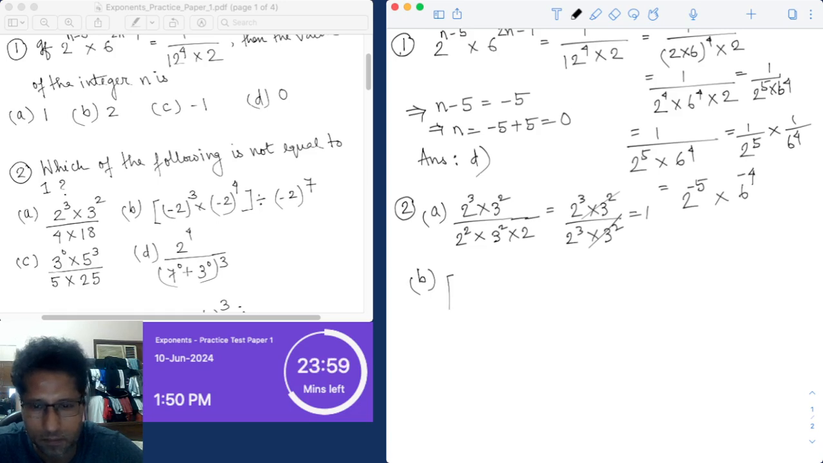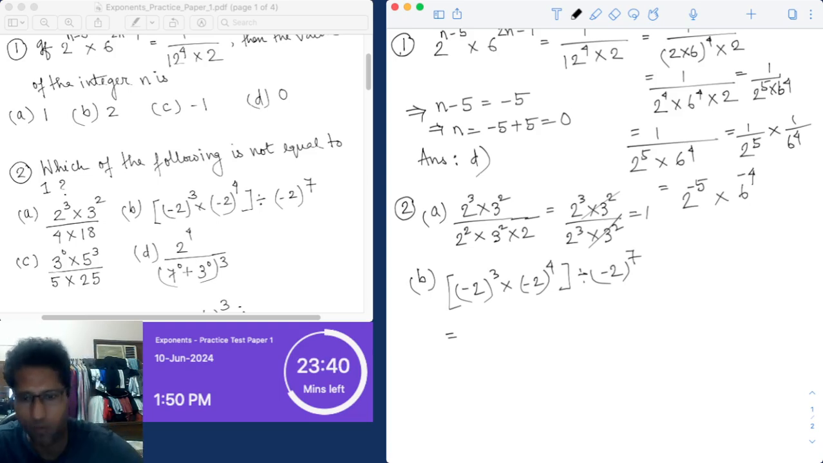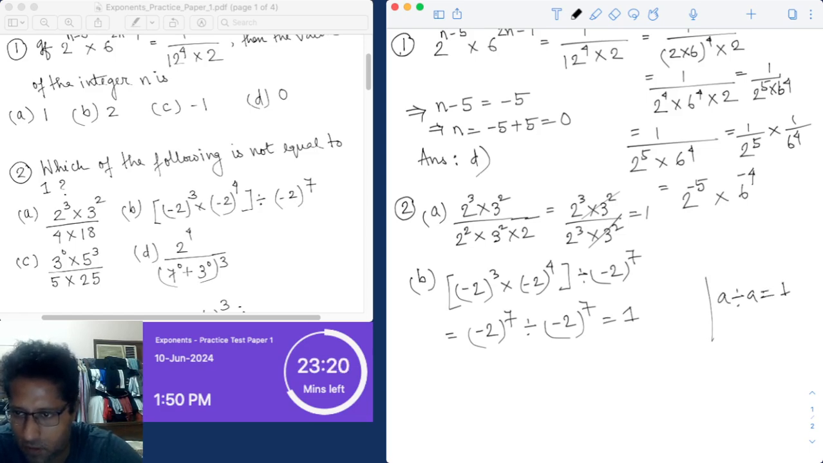B is (-2)^3 multiplied by (-2)^4 divided by (-2)^7. So (-2)^3 multiplied by (-2)^4, we know this is (-2)^(4+3), that is 7, divided by (-2)^7. We can clearly see that this is 1, since it is of the form A divided by A, which always equals 1, where A is non-zero.